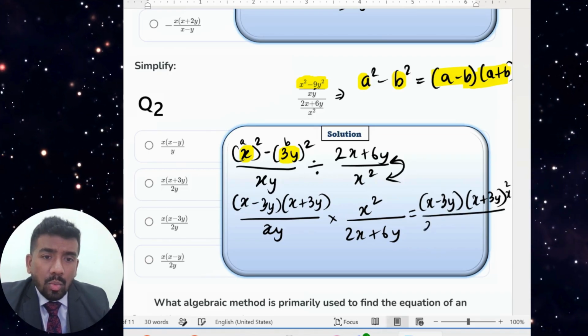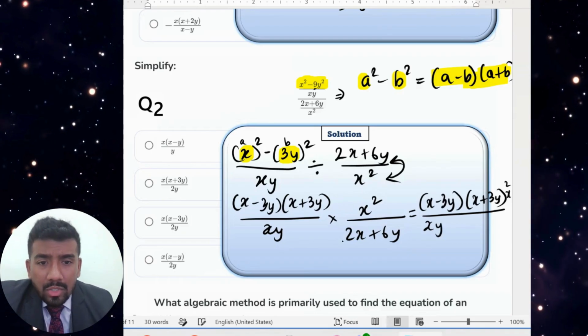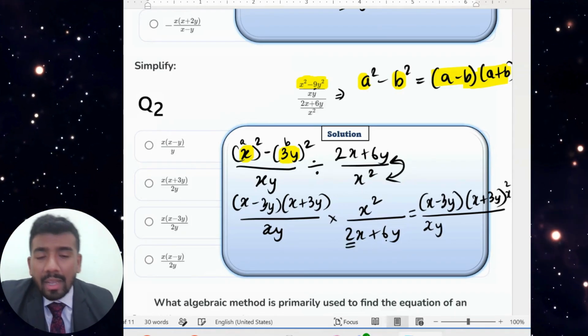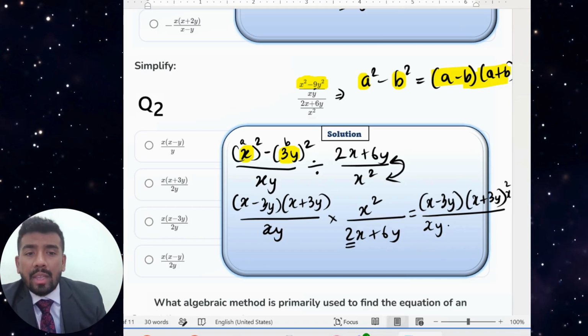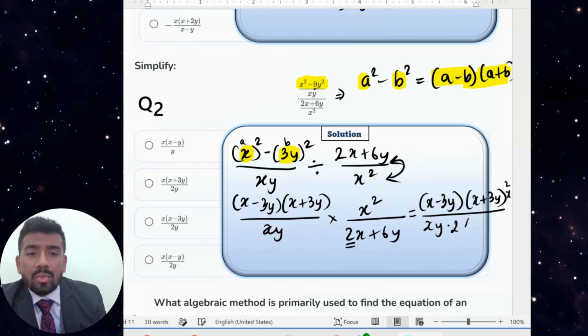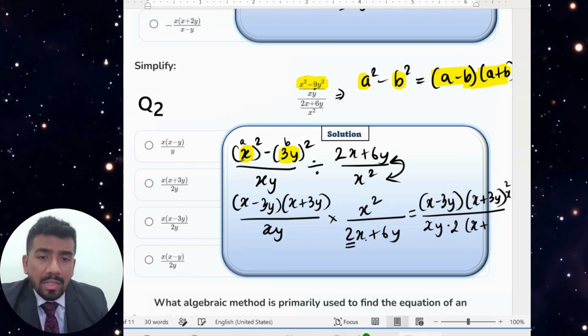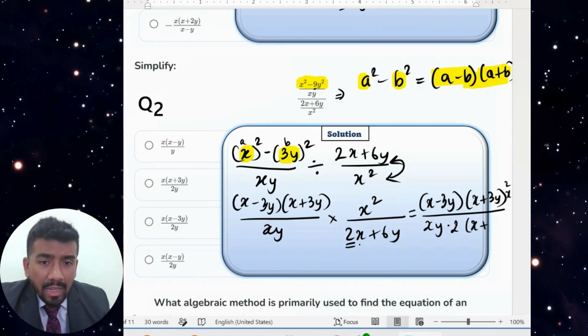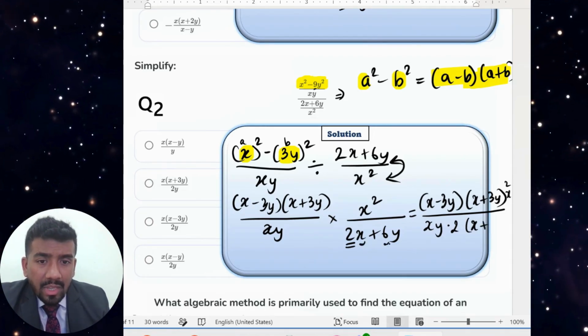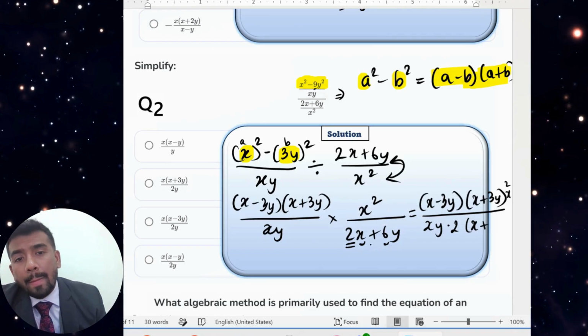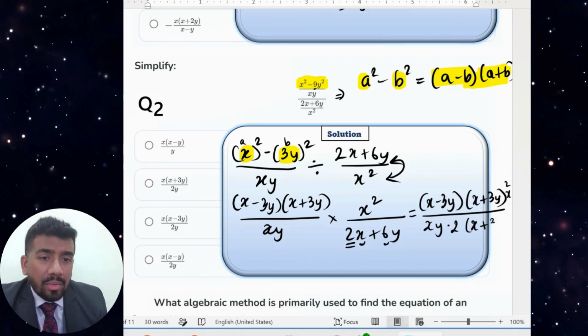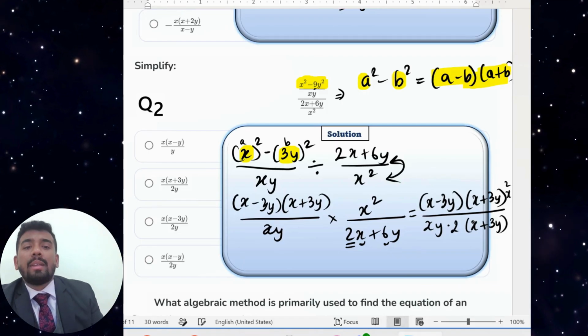over xy. From this 2x plus 6y, can I take 2 outside? Again, I can take 2 outside. So times 2. If I take it outside, x plus 2 is gone. What is remaining? x is remaining. And from 6, if I take 2 outside, divide 6 by 2, what do you get? 3. And y will remain.